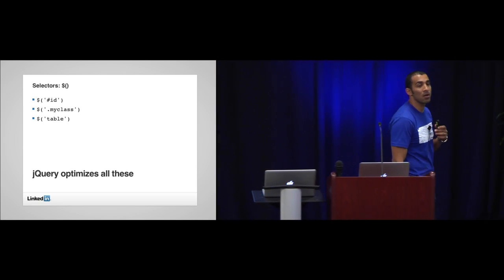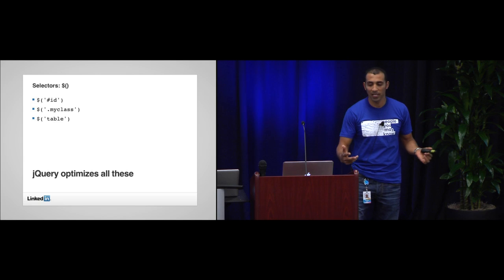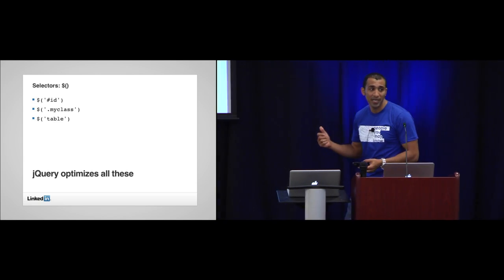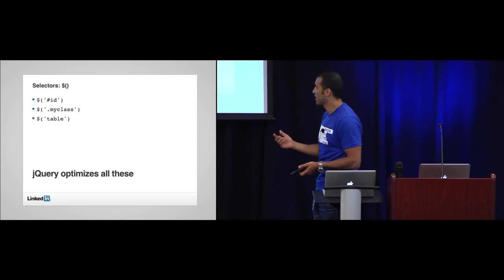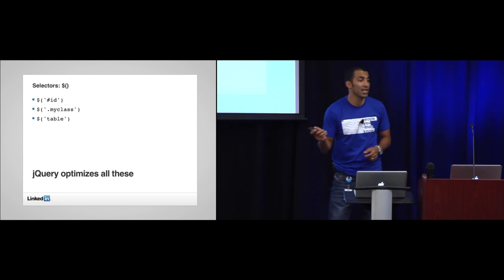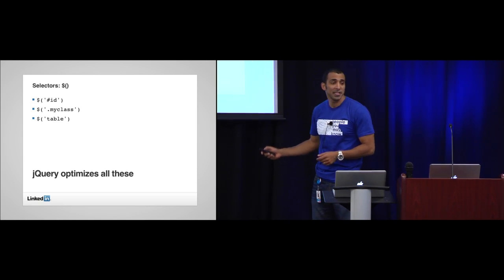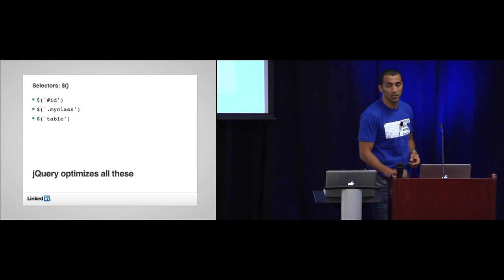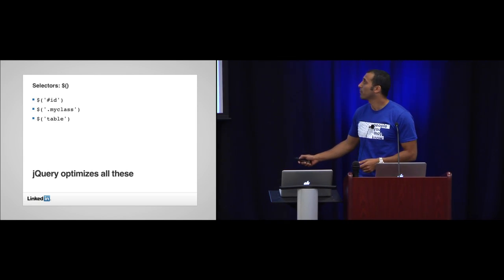There are three ways to pull out elements from the DOM, three ways to select. The first one is always by the element ID. The second one is by the element's class name. And the third one is by the element's tag name. So the first one pulls out one element by ID. The second one, all the elements whose class name equals my class. And the third one, all elements whose tag name equals table.